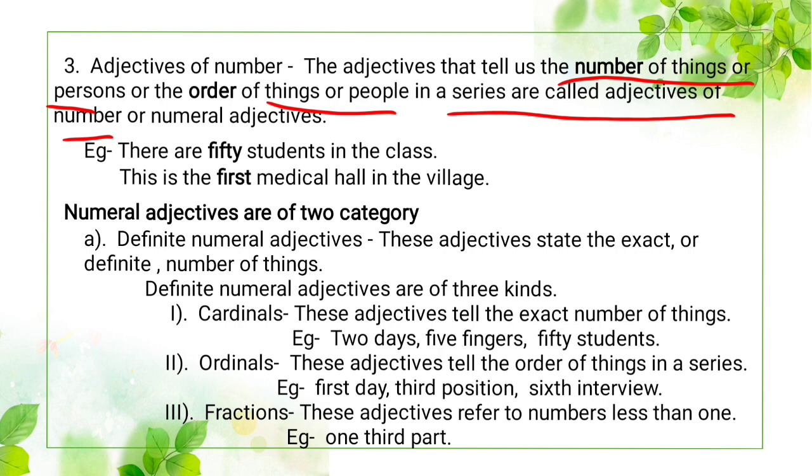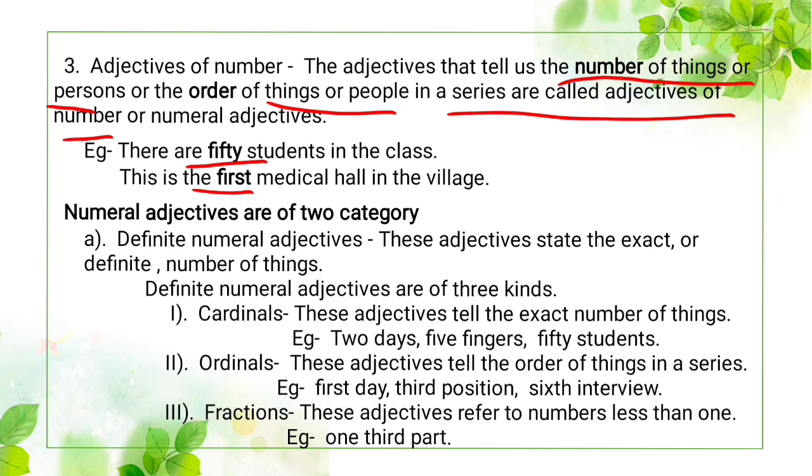Example is like there are 50 students in the class. Here we can see that the word 50 is describing the number of students in the class. Next is this is the first medical hall in the village. Here we can see that the word first is describing the order of the medical hall in the village. Next point is numeral adjectives are of two categories.